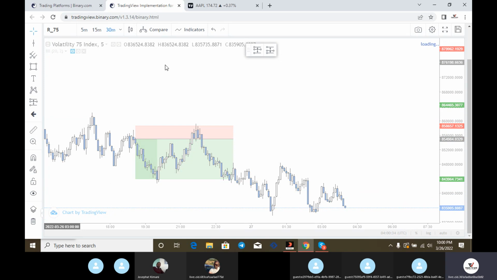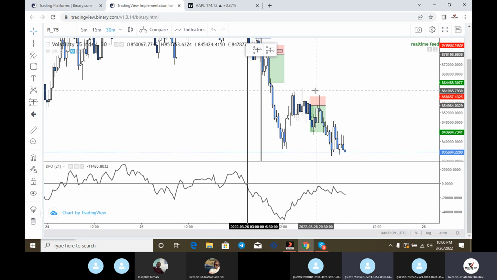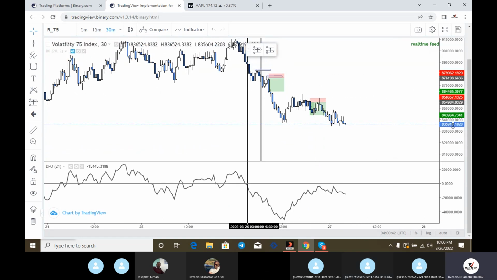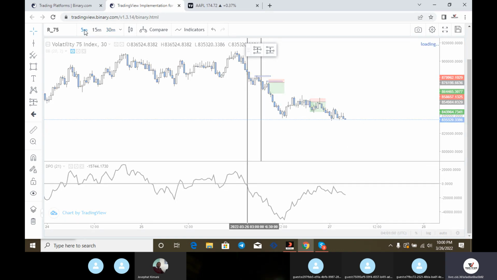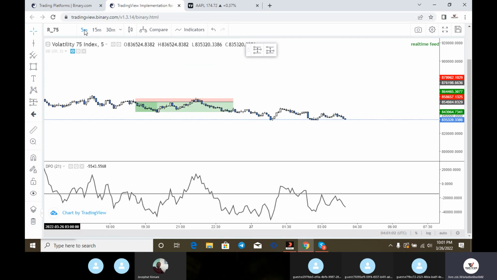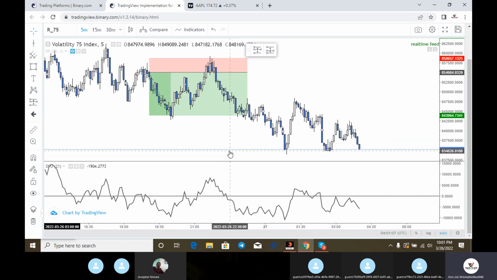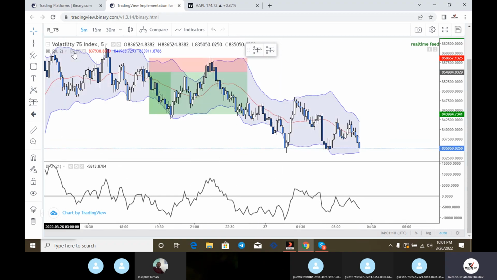Notwithstanding, always go back to the 30 minutes and figure out if price has gone above our DPO, please, because on the 30 minutes, when it goes above the zero line, you are now having a change in trend. So we can say VIX 75 is in an uptrend. All right, so let's go back to the 5 minutes. We'll keep wrecking the market on 5-minute time frame until the 30-minute time frame tells us that it's okay, stop taking sell positions. So let's put up our Bollinger Band.